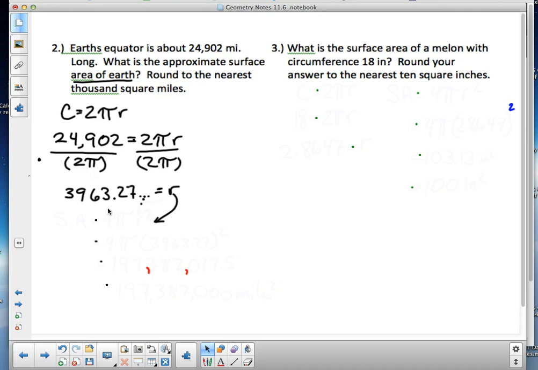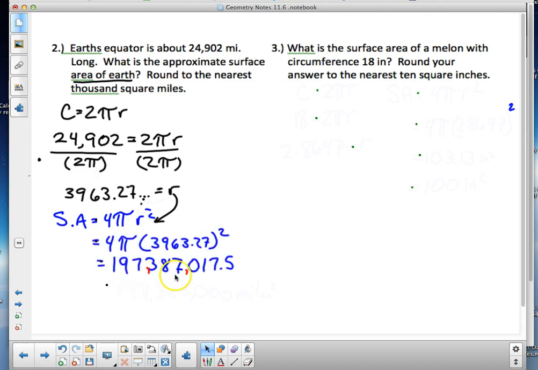Now I'm going to use that radius for surface area. So I plop that into r, and I've got 4 pi r squared. Okay, so I squared this in my calculator, multiplied by 4 pi, and I'm able to come up with 197,387,017.5 square miles. But I'm supposed to round to the nearest 1,000 square miles, and the nearest 1,000 is 7,000. So my answer is 197,387,000 miles squared.